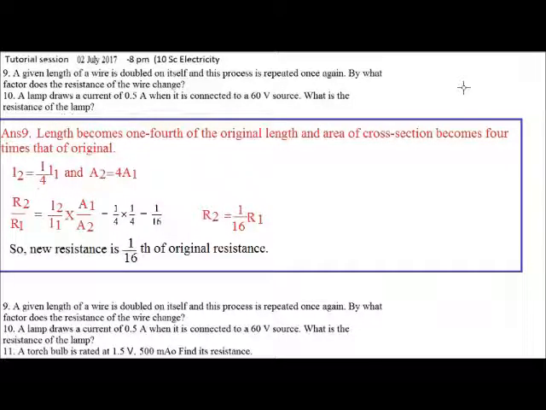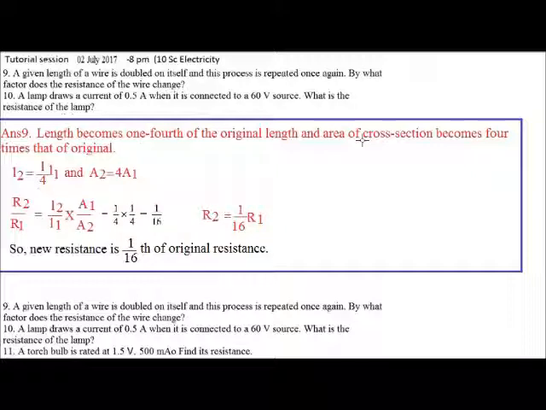So if you see the second length, since it has doubled, it has grown 4 times. So here we find, let us say L1 and L2 are two lengths. So L2 becomes 1/4 of L1. So length becomes 1/4 of the original length and area of cross section becomes 4 times that of original. Right? Because both are correlated. So A2 becomes 4 times and L2 is 1/4 L1.